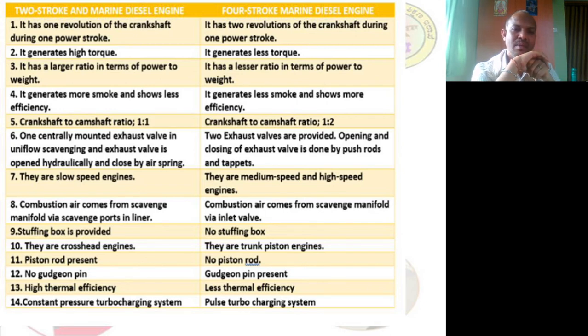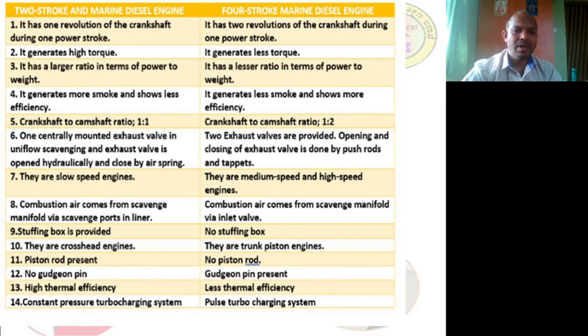The combustion air comes from the scavenge manifold via scavenge ports in the liners. Whereas here in the 4-stroke engines, combustion air comes from the manifold via the inlet valve. The stuffing box is provided in the 2-stroke, whereas no stuffing box is provided over here. They are crosshead engines. These are trunk piston engines. The piston rod will not be present, but we will have a connecting rod. Is it clear? Now a gudgeon pin is used to connect the connecting rod to the piston.